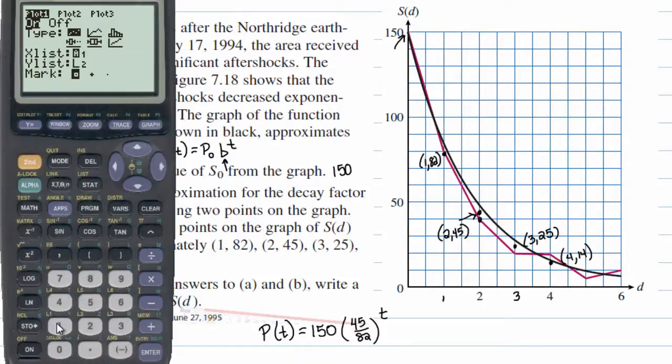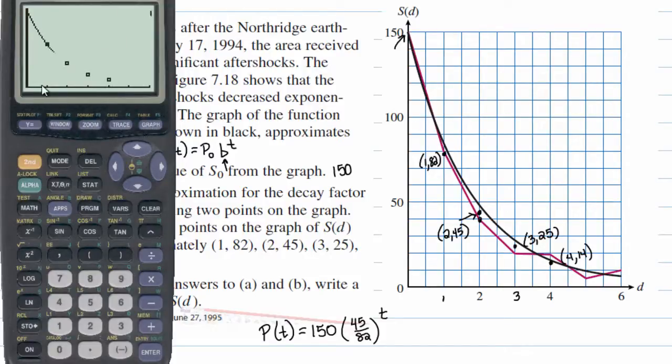If it doesn't, down here on your keyboard, you see the number 1. Right above it is an L1. You would hit second L1. Okay? Same thing for L2. You do second L2 if you needed to. And then you could just go ahead and hit graph. And look, it has my points on there. Look how nice that fits too. Very, very nice curve.